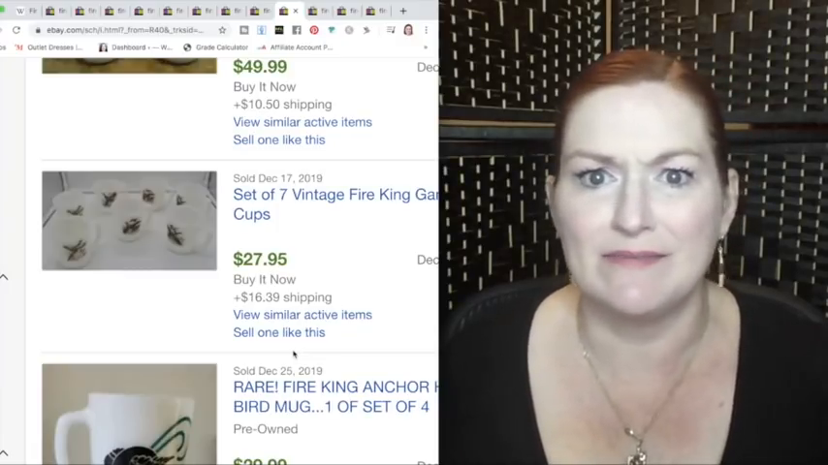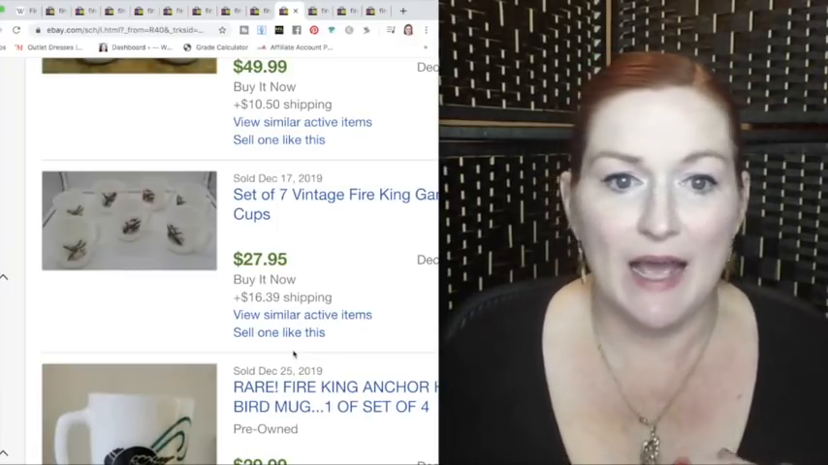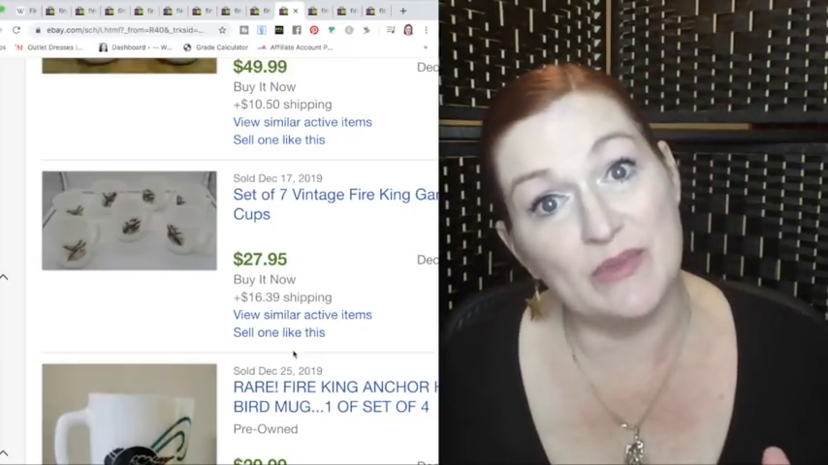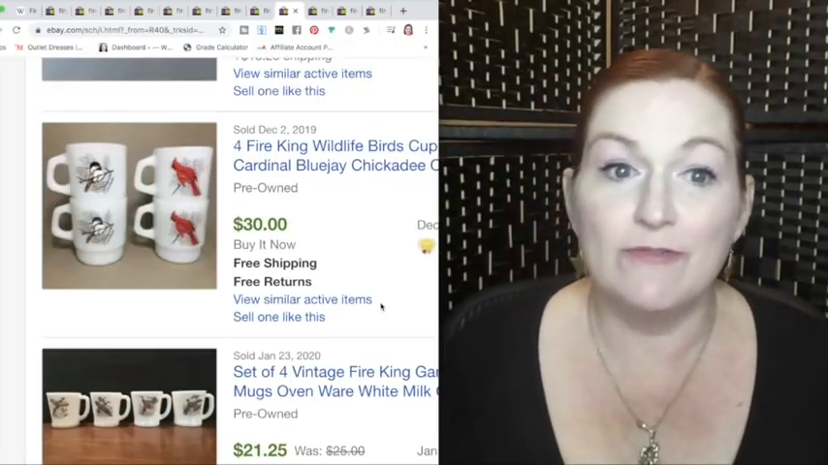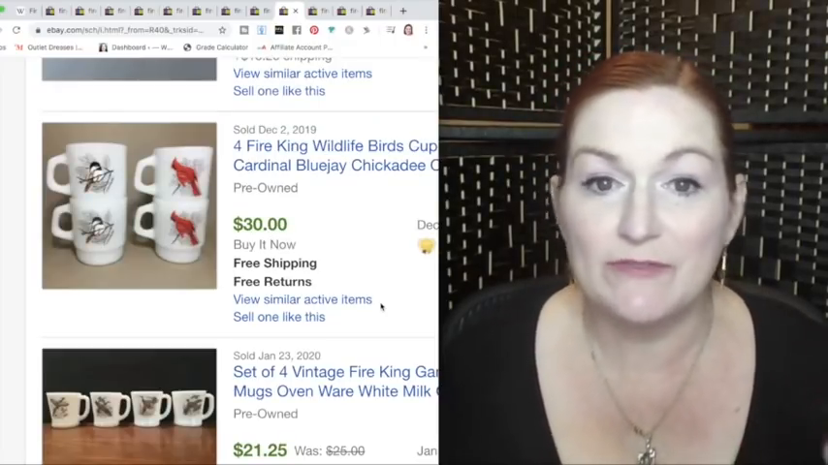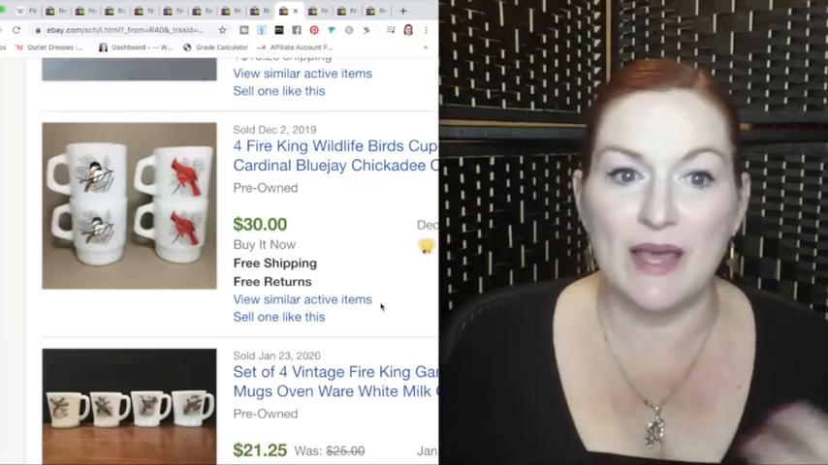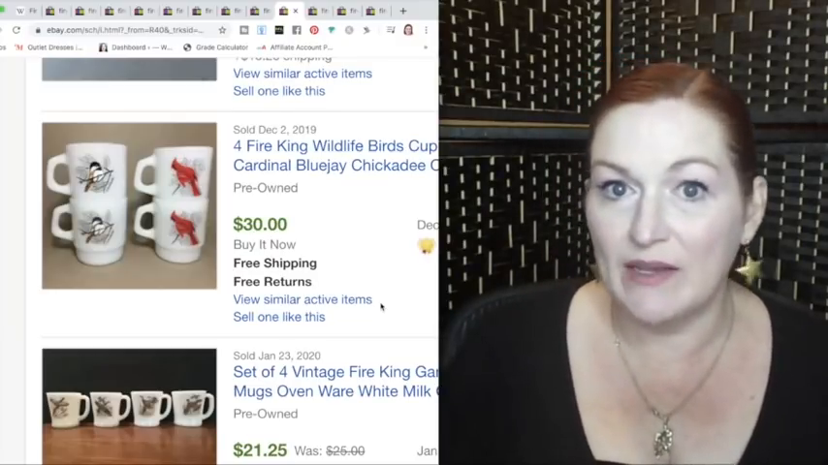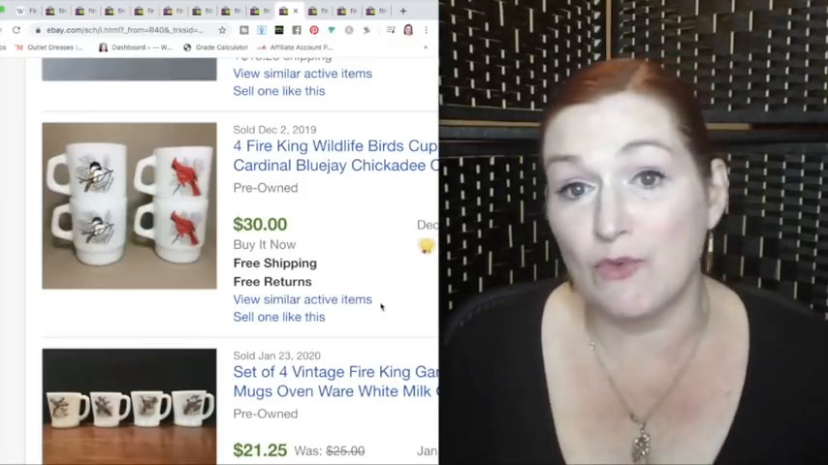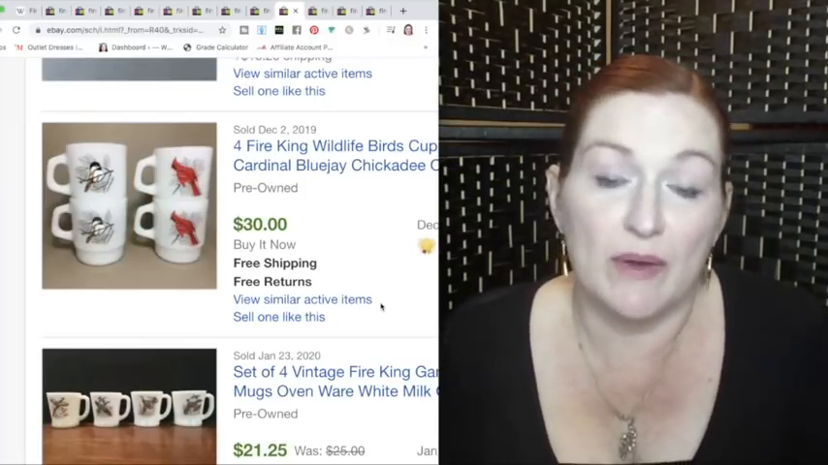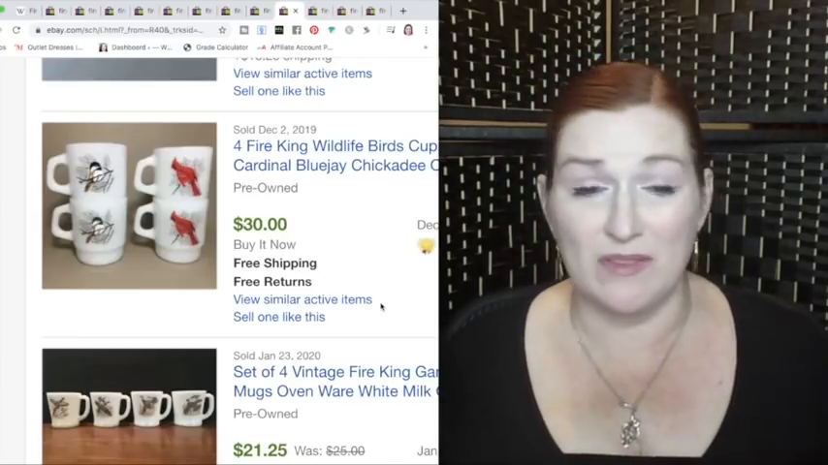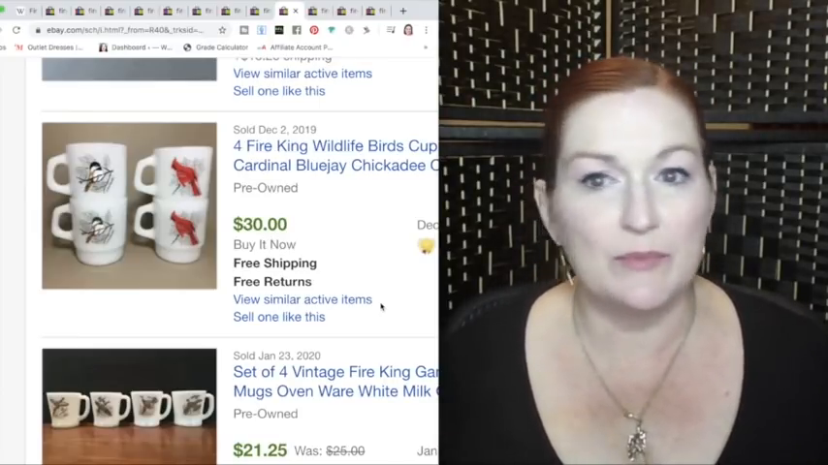They're like ducks and pheasants and things like that. This is a set of seven that sold for $27. So those would be a pass. And then here's a lot of four of like chickadees and redbirds. Four of them sold for $30. So that's less than $10 a mug. Again, it would really depend on the amount. Like if I bought these for 40 cents, 10 cents a piece, okay, 30 bucks, that's pretty good. But if I'm buying them at any more than maybe a dollar, it would be too much for me to go in on.